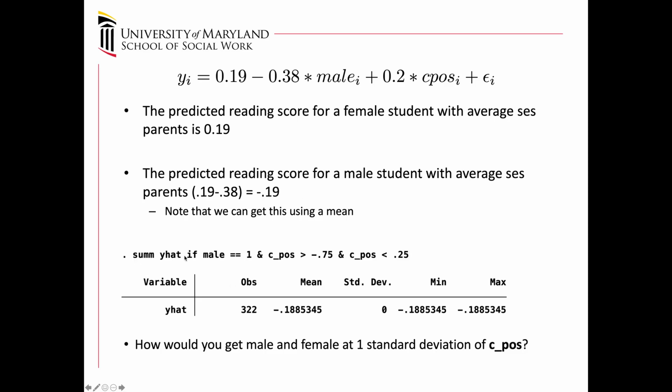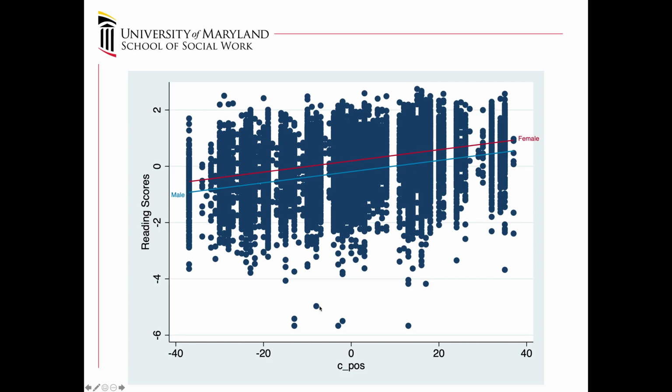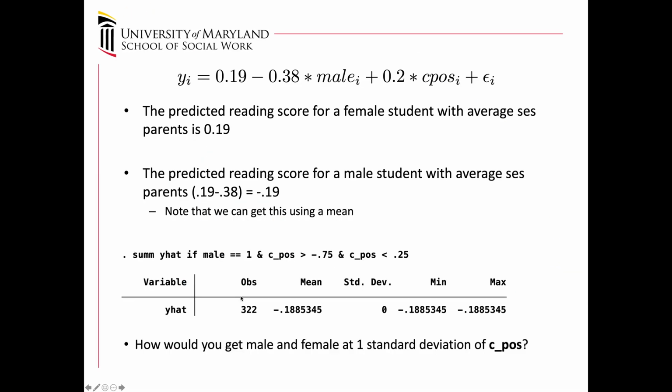And then I just said, okay, give me the value of y hat if male is 1. So I want males. And because I don't know how many people are going to be exactly at 0, I said, okay, let's just do the range from negative 0.75 to 0.25, which is clustered right around 0, and that gives me 320 observations. And here's the mean for that group. So I'm just taking males approximately at 0 and taking their y hat, their predicted value, and I get this mean. Whoop, I went a little too far there. So I get this mean, which is almost exactly the same as that parameter. So I can use the mean of this particular group, males with a parent at the average socioeconomic status, and just calculate the mean of their predicted scores, and get what the value is here.